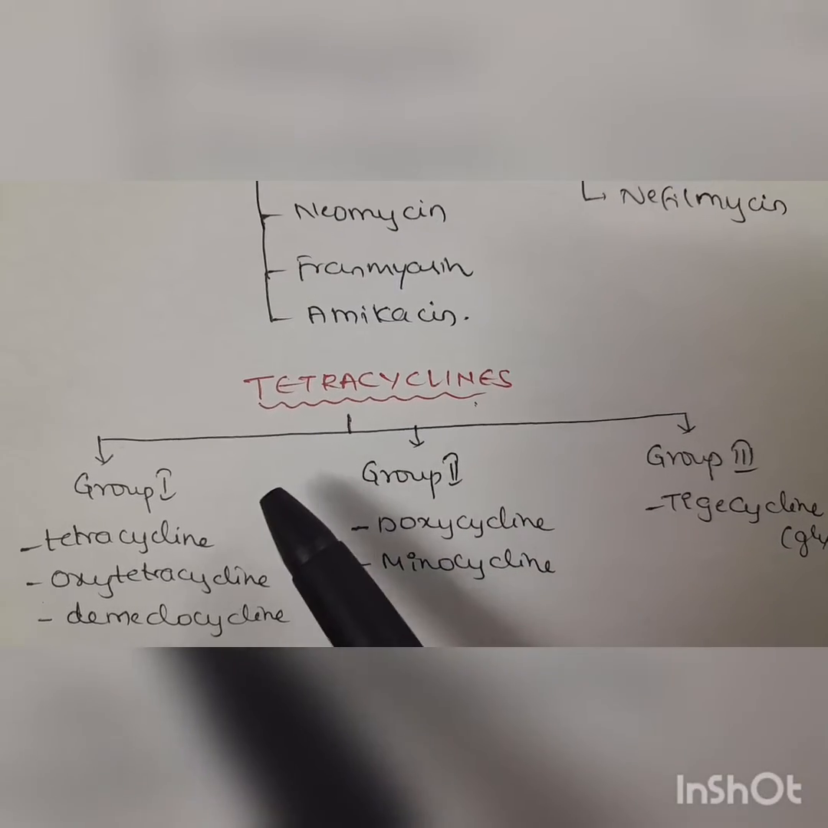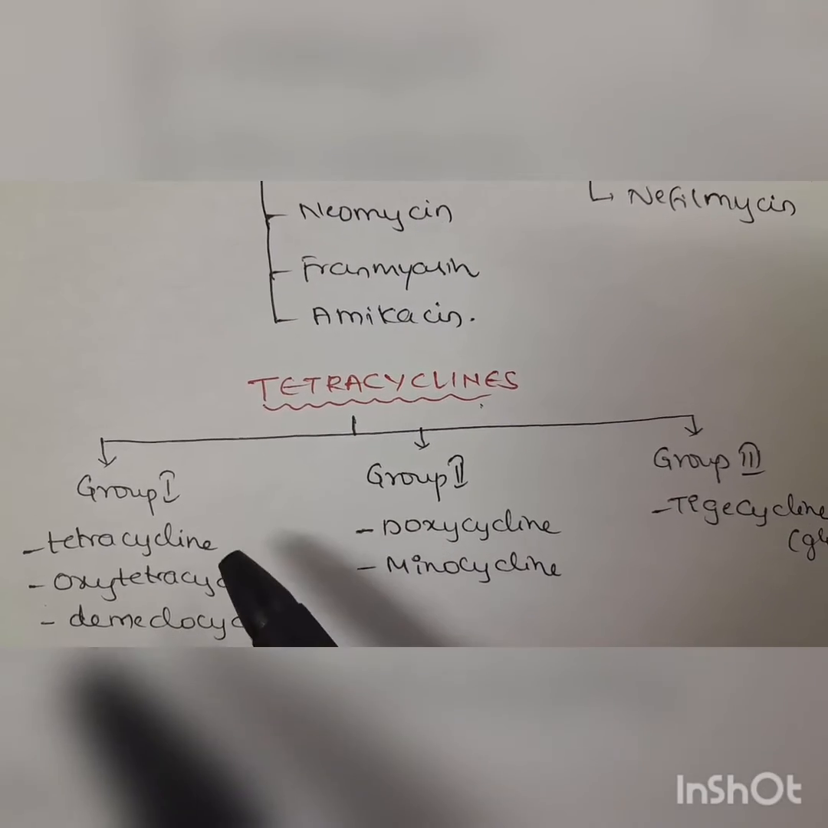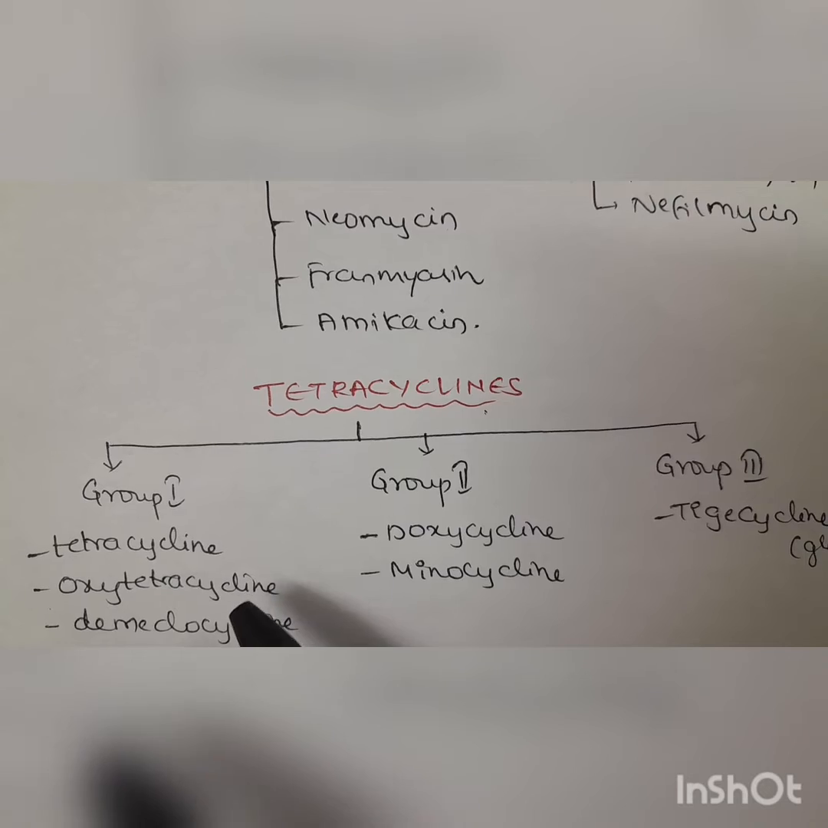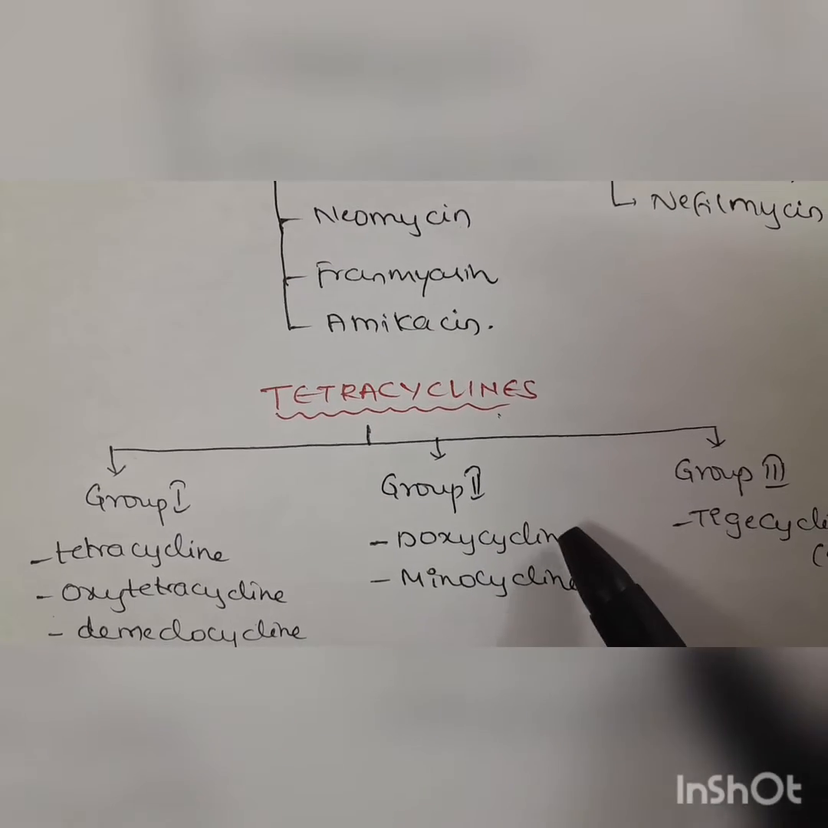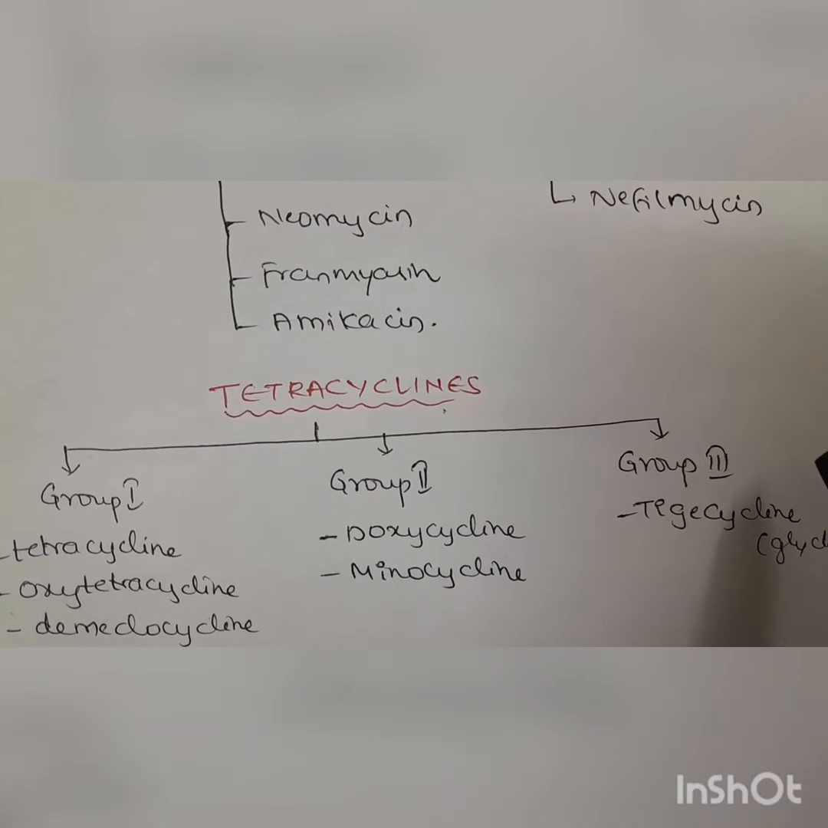Tetracyclines. They are grouped into 3 groups. Group 1 include tetracycline, oxytetracycline, and demeclocycline. Group 2 include doxycycline and minocycline. Group 3 include tigecycline.